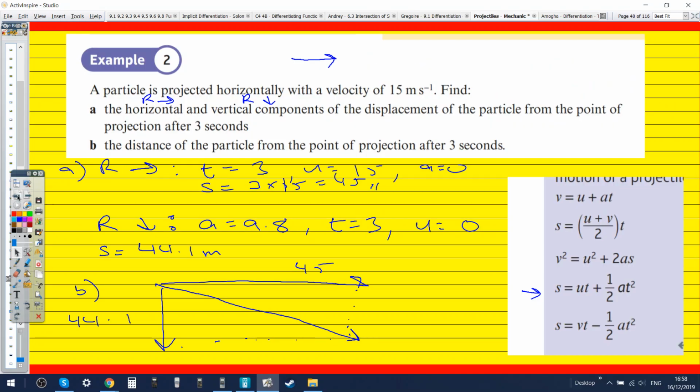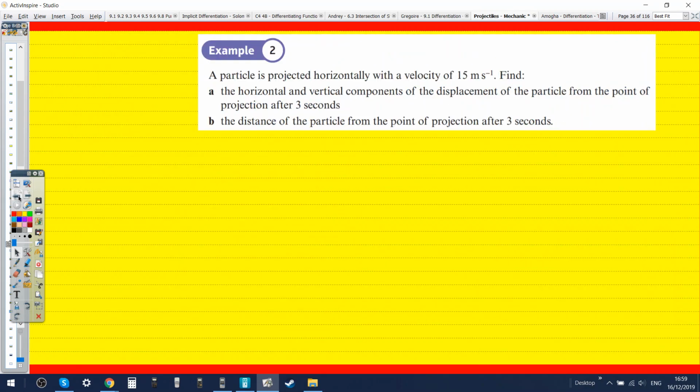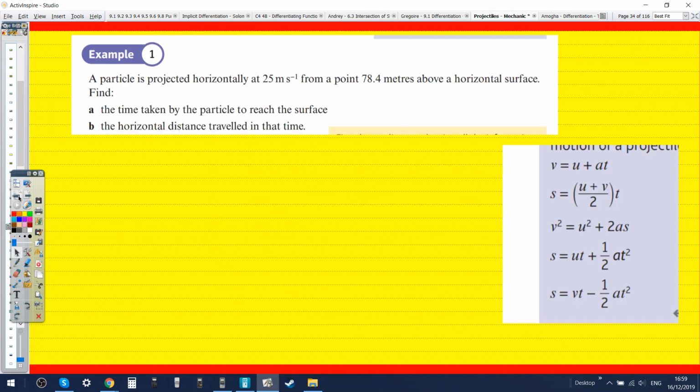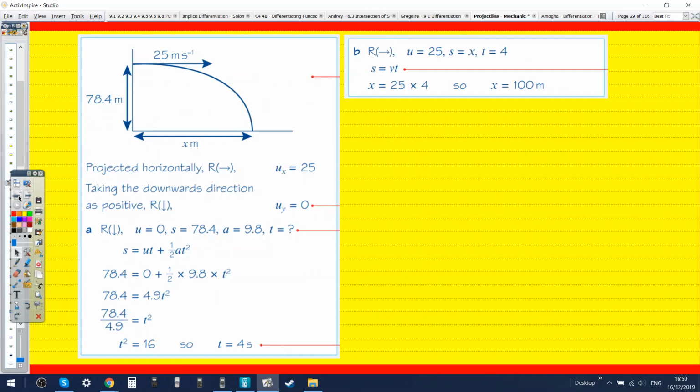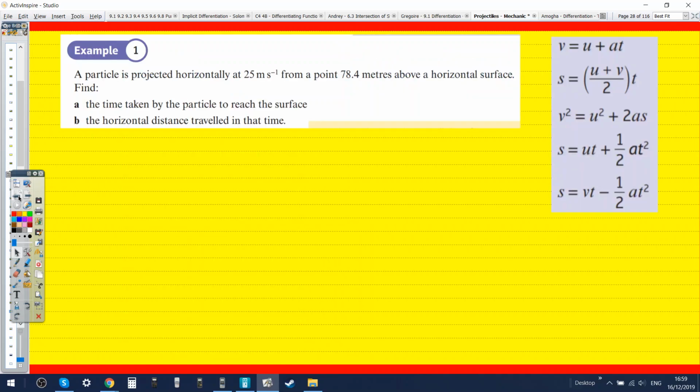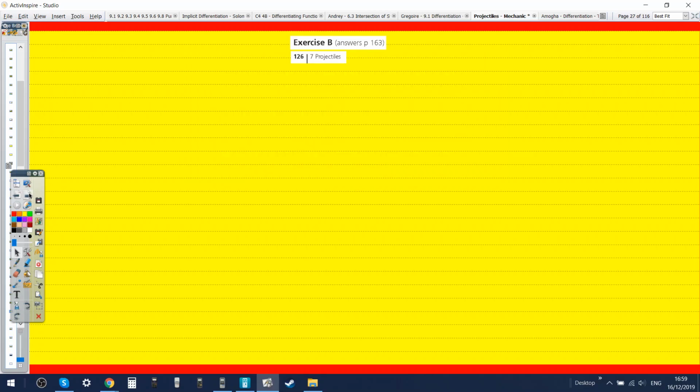If you're resolving horizontally, S equals VT is much easier, because A is 0. And then it's just the same over and over again. And yes, when it comes back down, its final velocity will be the same as its initial velocity, if it's the same height, and if you just consider what it is you're trying to find. So if it hits the ground and you start at 1.2 up, then when it hits the ground it's minus 1.2. Okay.